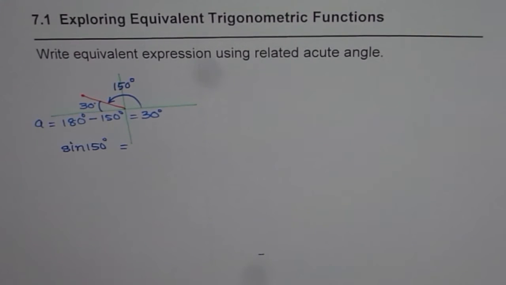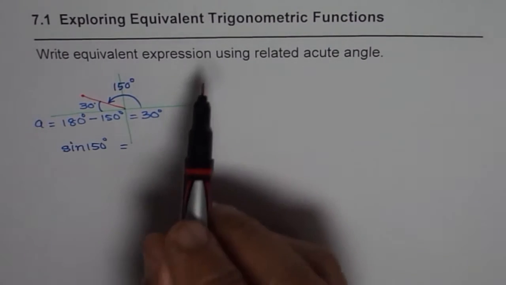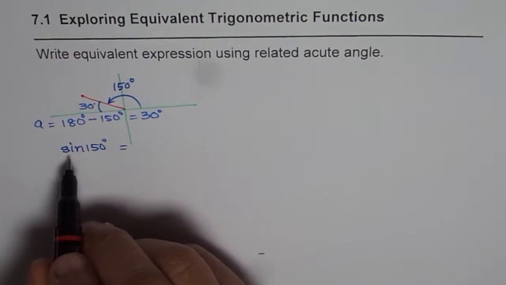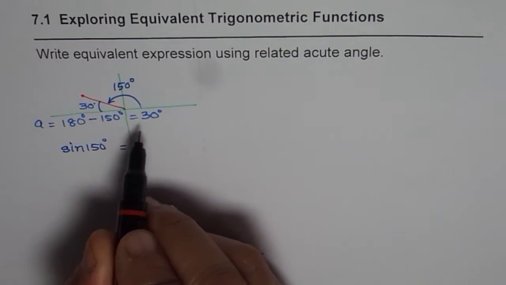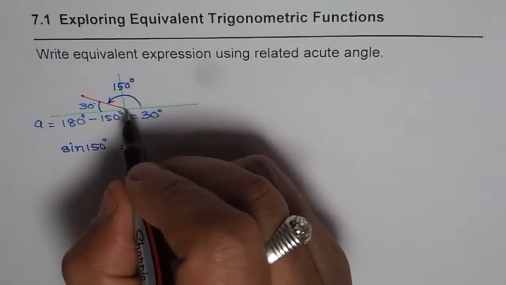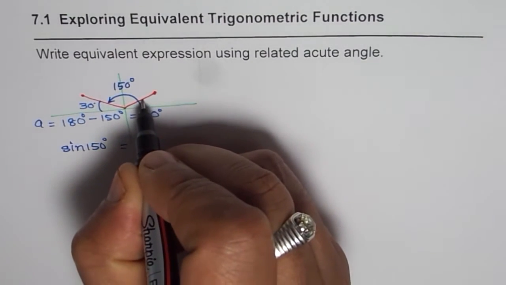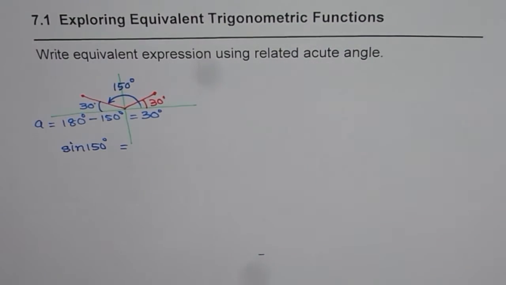Now when we say that the expression has to be written as an equivalent expression using related angle, that means we have to write sine of 150 as some trigonometric expression with 30 degrees, right? That is to say, represent this in quadrant 1 where this angle is 30 degrees. That is what we are trying to say.